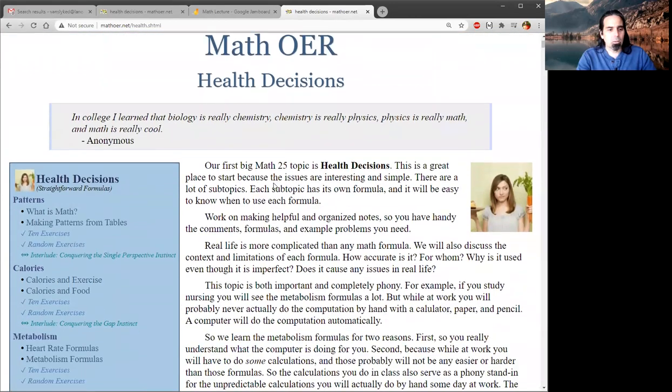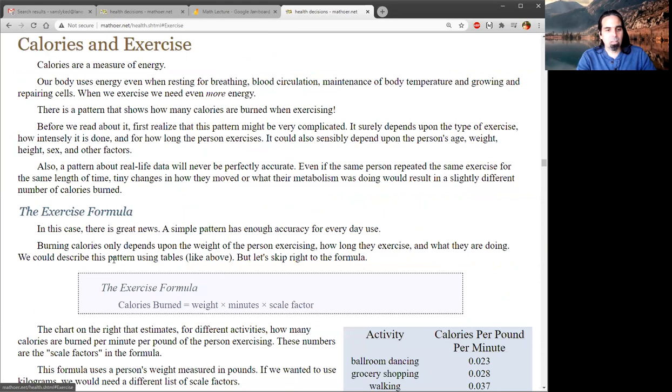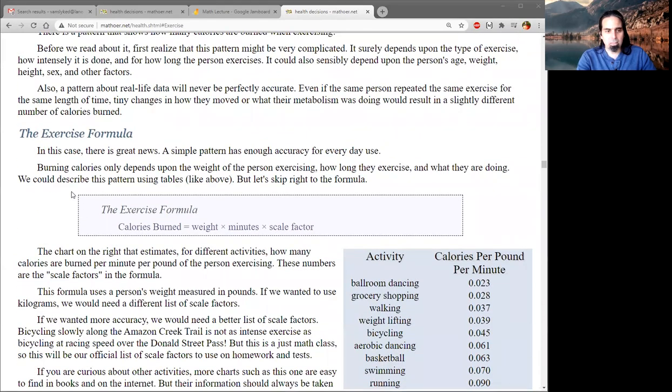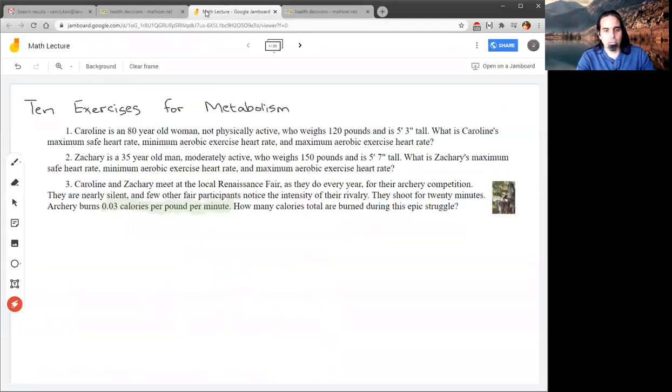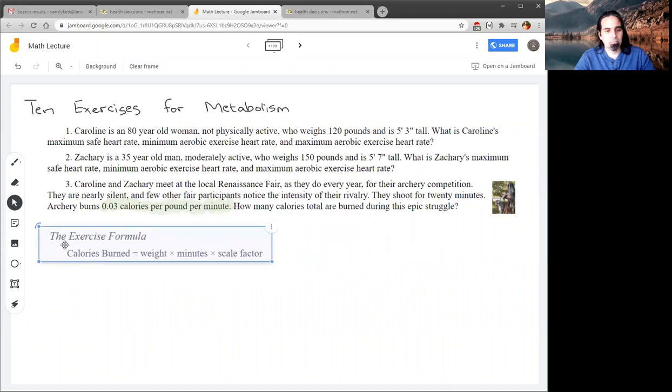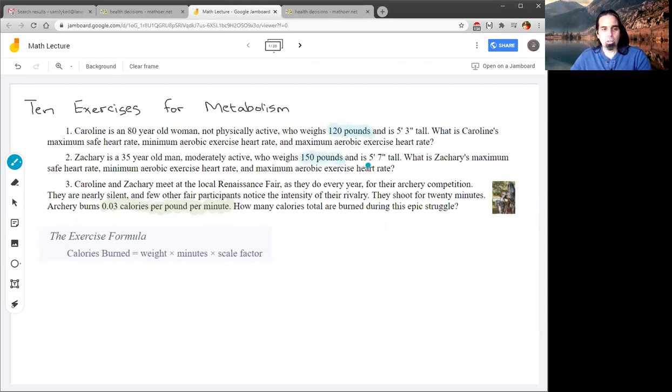So when we're burning calories with exercise, that's from the health decisions. And here was the formula. We're multiplying 3 things: the weight, the minutes, and the scale factor. So what we need is their weight. For Caroline, she's 120, and for Zachary, he's 150. Everything else in number 1 is a distraction. We don't care about that.